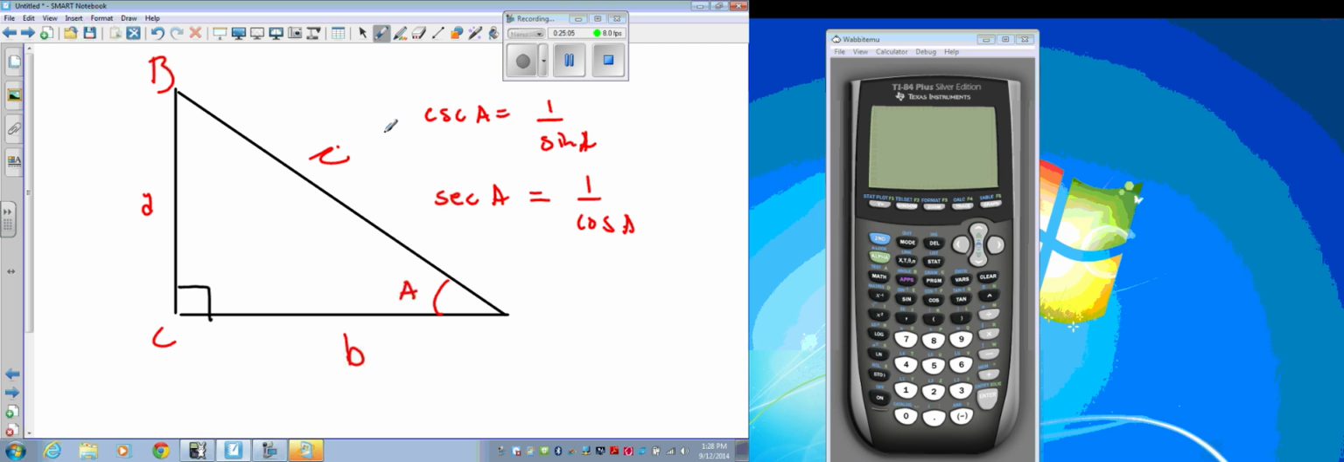So what's the cofunction of sine? Cosine. What's the cofunction of cosine? Sine, right? What's the cofunction of tangent? Cotangent. What's the cofunction of secant? Cosecant.